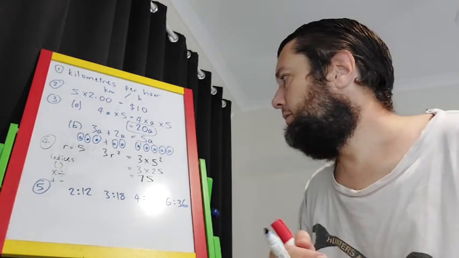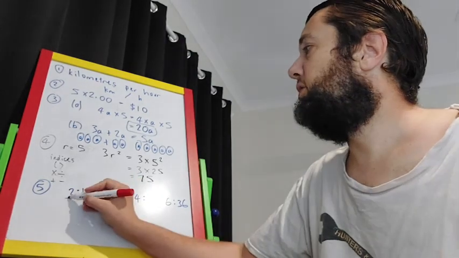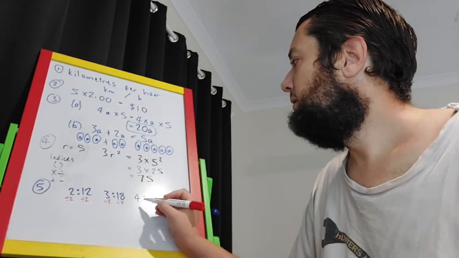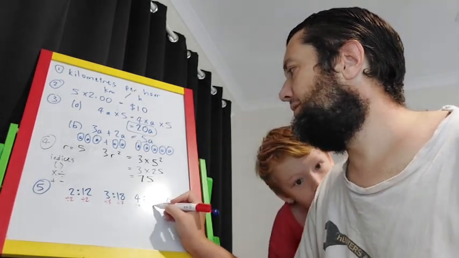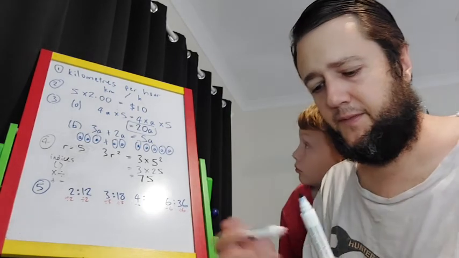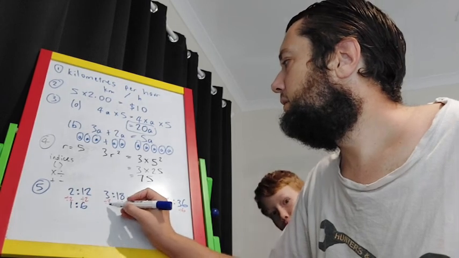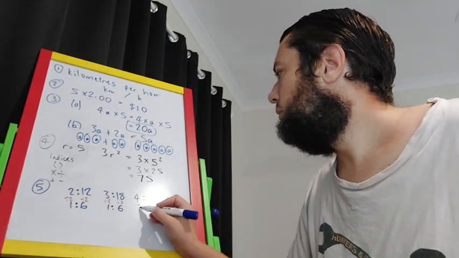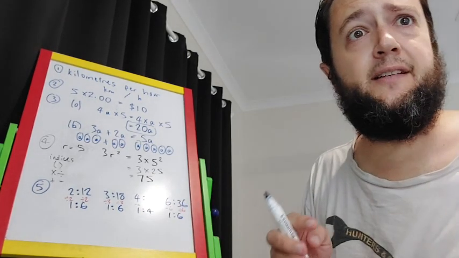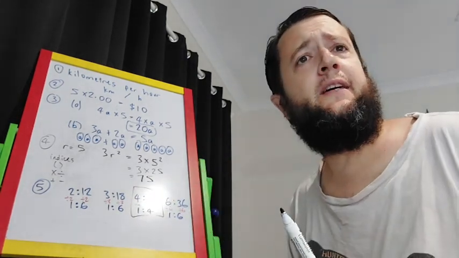Alright, so, what's the biggest number that goes into both sides? With this one, I can see 2 goes into both sides. With this one, I can see 3 goes into both sides. With this one, I can see 4 goes into both sides. With this one, I can see 6 goes into both sides. All right, so that gives us 1 to 6, 1 to 6, 1 to 4, and 1 to 6. The odd one out stands out pretty clearly now, doesn't it? That's the odd one out.